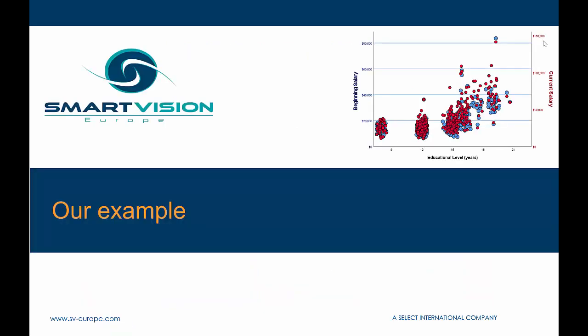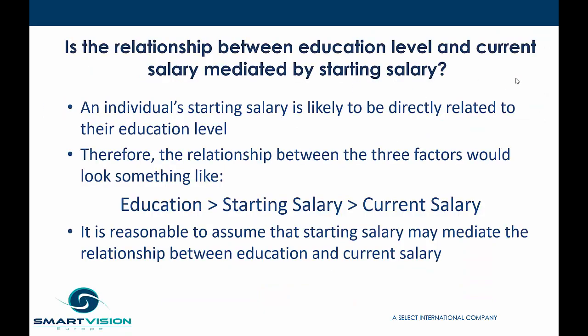For the demonstration part, we're returning to the earlier dataset that we introduced in the moderation analysis video. We're using the employee data.sav dataset, and this time we're asking the question: is the relationship between education level and current salary mediated by the employee's starting salary?